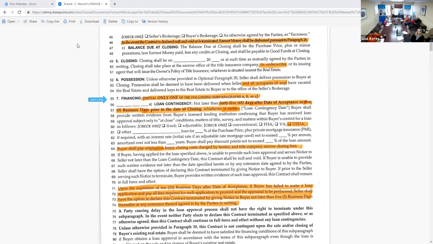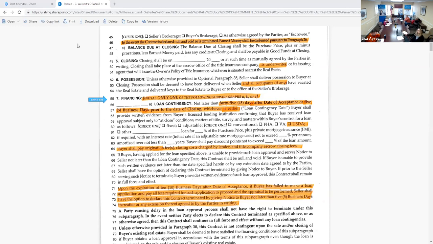So we took the blanks away. And in their stead, we added language on line 56 that says not later than 45 days after the date of acceptance or 5 business days prior to the date of closing, whichever is earlier, the buyer shall provide written evidence from buyer's licensed lending institution confirming that buyer has received loan approval. Okay, so 45 days. Now, if 45 days doesn't work for you, then under the attorney review provision, you're going to have that modified. But we've taken those blanks away and we've set a timeline.